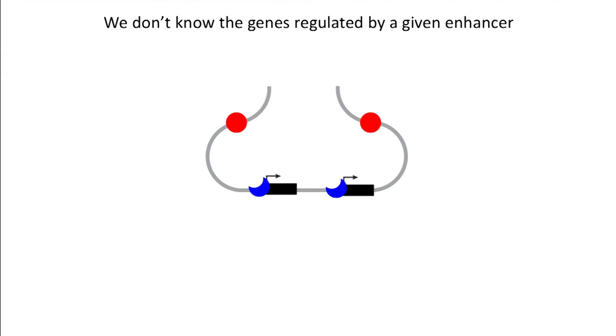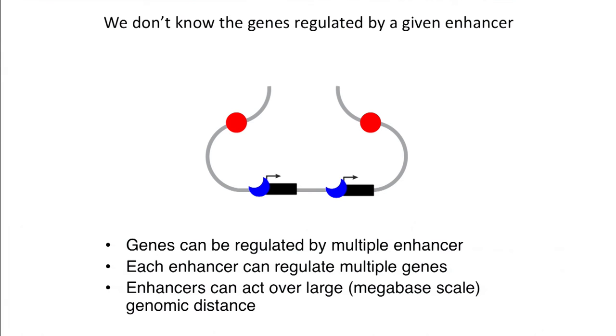And the challenge is that any given enhancer can regulate many genes. A gene can be regulated by multiple enhancers, and these enhancers can act over very long genomic distances, and so the space of possible interactions is very large.